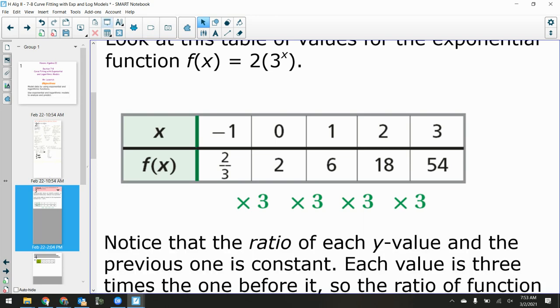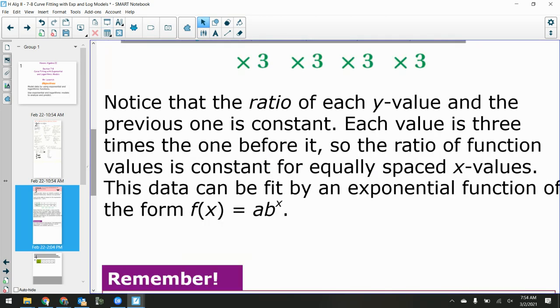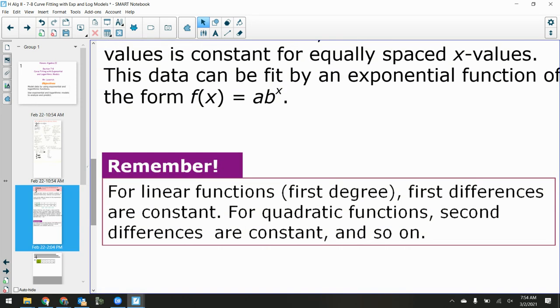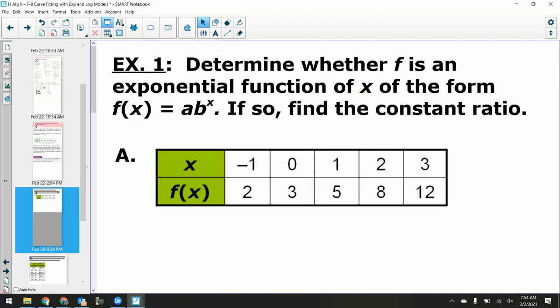Okay? Now, notice that the ratio of each y value in the previous one is constant. Each value is 3 times the one before it. So the ratio of the function's values is constant for equally spaced x values. So what we're going to be doing here is creating this function, a times b to the x. Remember, a is your initial value, b is your base, and x is your exponent. Yeah, we talked about common differences.